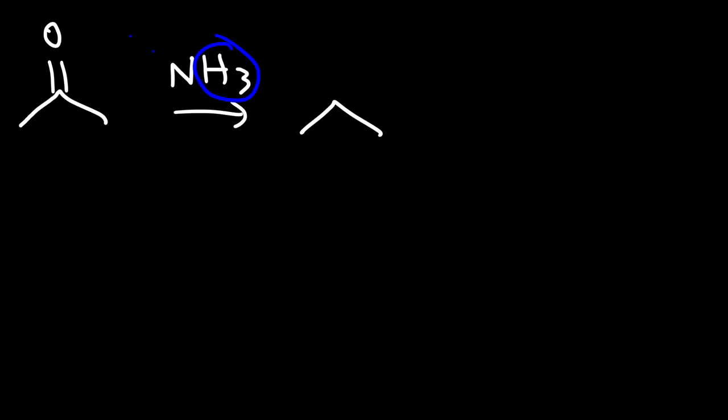Next up, we have a ketone and NH3. What do you think is going to happen if we mix a ketone with ammonia? So what we're going to lose is water. You need to take off 2 hydrogens and an oxygen. So we'll get water as our side product. And then the main product will be an imine, which will look like this. So one of the hydrogens will remain.